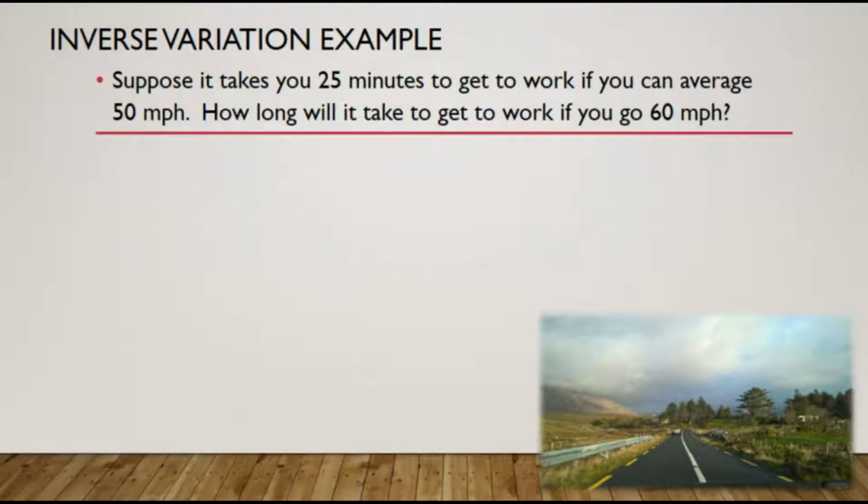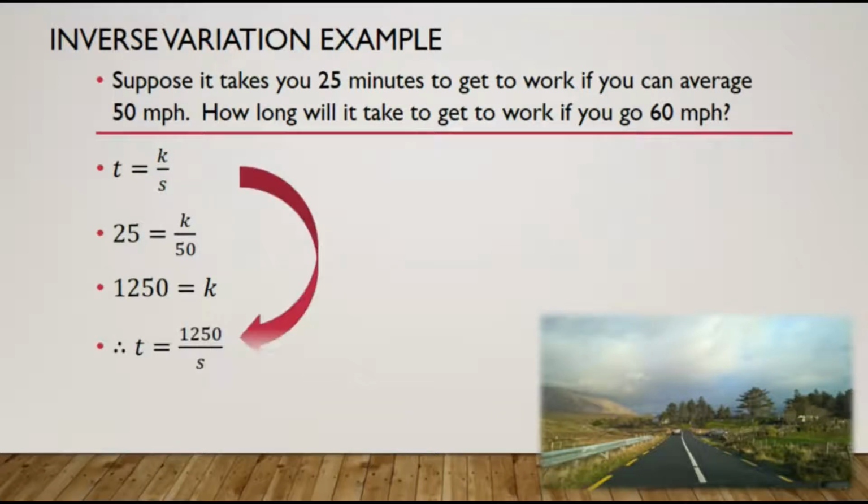Since inverse variation applies, we would have the following relationship. Time is equal to k, our constant of variation, inversely proportional to s, our speed. To solve this equation, we have three unknowns. We'll use the information given in the problem, replacing time of 25 when speed s is 50 to solve for the third variable. To solve for k, multiply both sides by 50 gives us a value of k shown here.